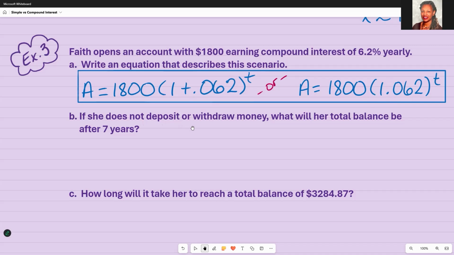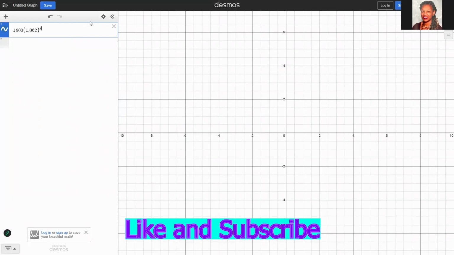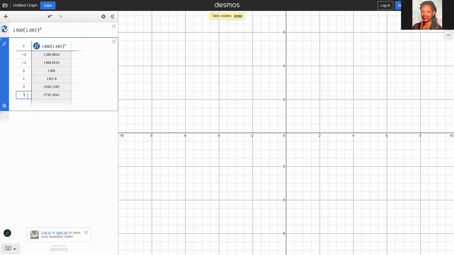If she does not deposit or withdraw money, what will her total balance be after 7 years? Years is your time. You're just going to replace the t with 7. You can either go to Desmos and use the table, or you can just substitute it in. So we're going to verify this in Desmos. Once you type in your function, go to your table, and we asked about 7 years. So if you press 7, it's going to tell you $2,742.48. When we're talking about cents, we want to go 2 places after the decimal, 48 cents.